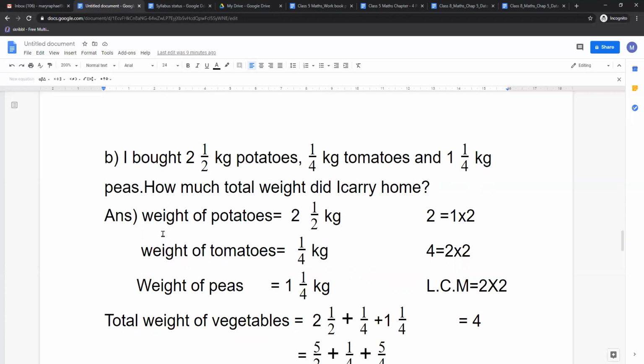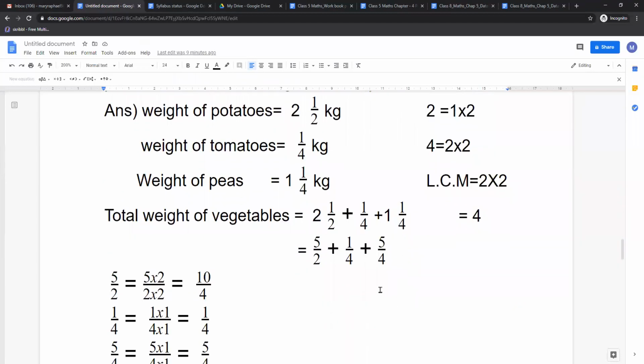So see the steps. Weight of potatoes equals 2 integer 1 upon 2 kg. Weight of tomatoes equals 1 by 4 kg. Weight of peas equals 1 integer 1 upon 4 kg. Now the total weight of vegetables equals, we have to add all these 3 fractions. That is, the first is 2 integer 1 upon 2 plus the second weight 1 by 4 plus the third weight 1 integer 1 upon 4. Here, the first and last numbers are mixed numbers. Yesterday I taught you that first of all, a mixed number we have to convert into an improper fraction.